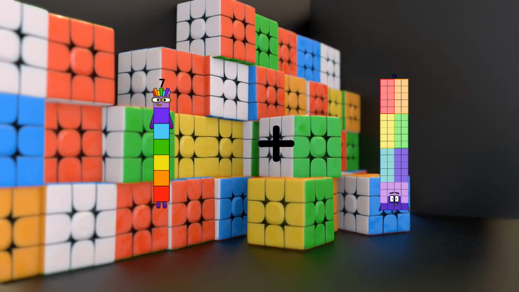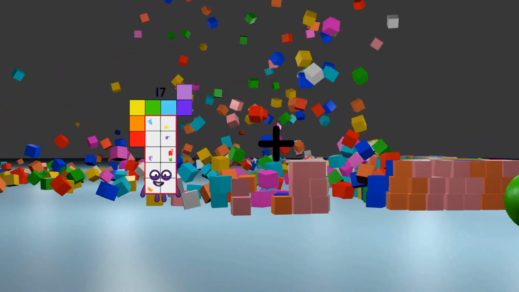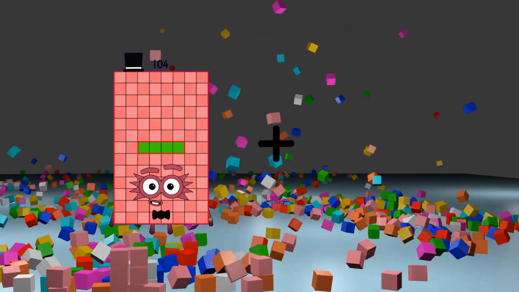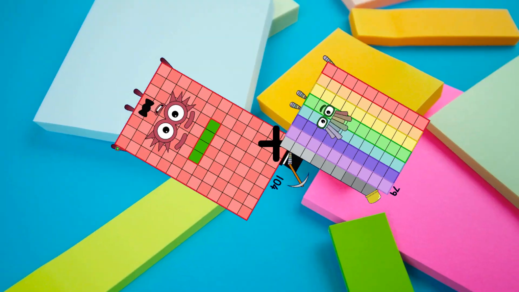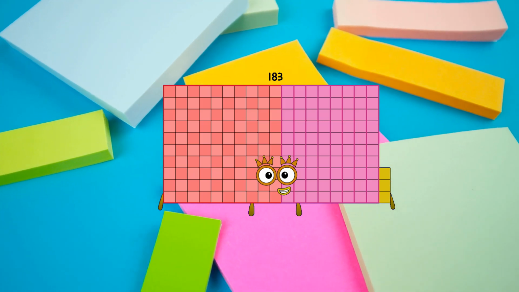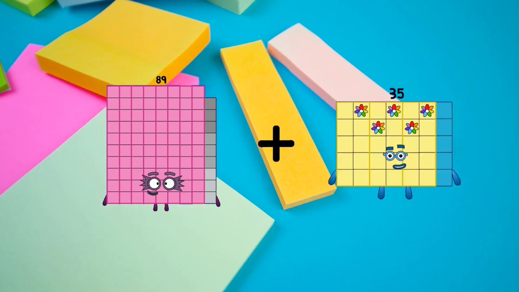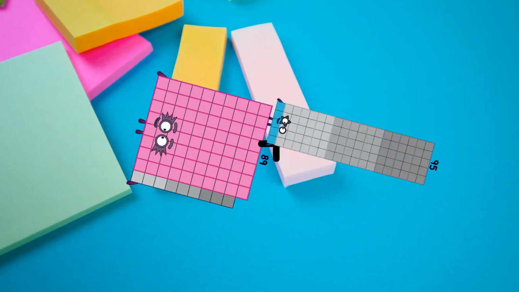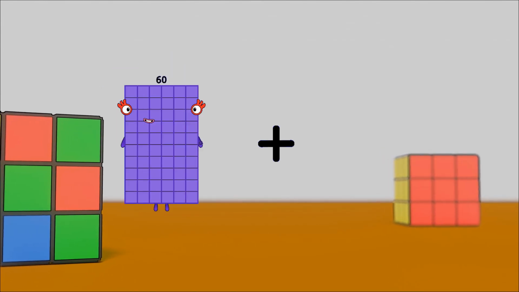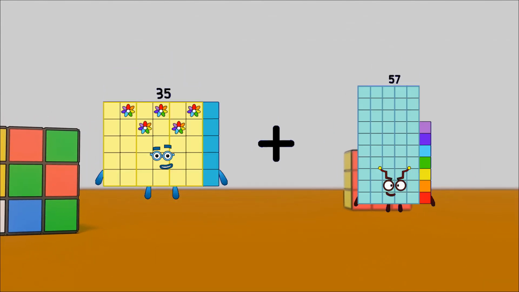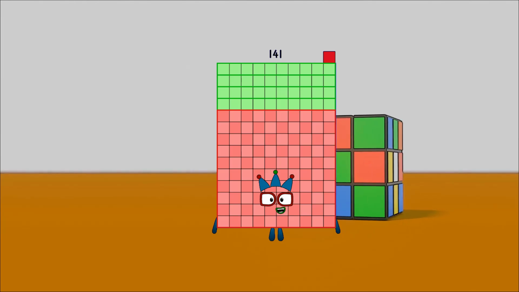7 plus 9 equals 16. 104 plus 79 equals 183. 89 plus 95 equals 184. 35 plus 106 equals 141.